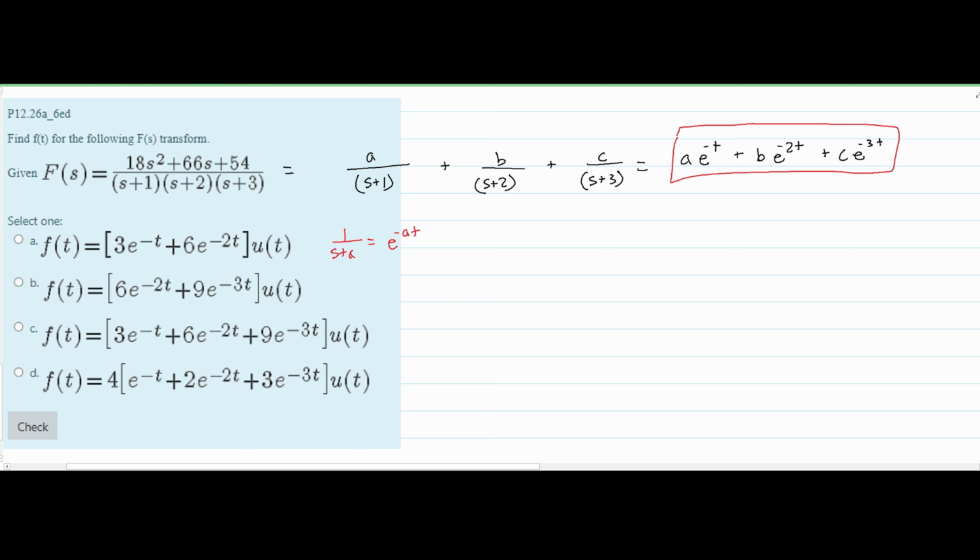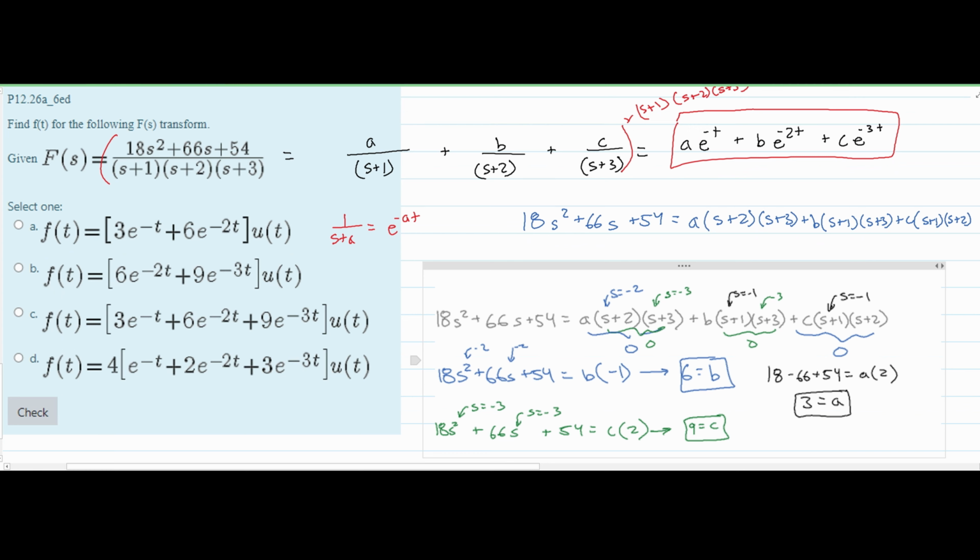What we need to do is find A, B, and C. So we're going to go back to here. We are going to use parentheses because we are going to multiply everything by s plus 1, s plus 2, and s plus 3. This is going to give us 18s squared plus 66s plus 54, and this is going to be equal to A(s+2)(s+3) plus B(s+1)(s+3) plus C(s+1)(s+2). And we can use simple math to solve for our A, B, and C.